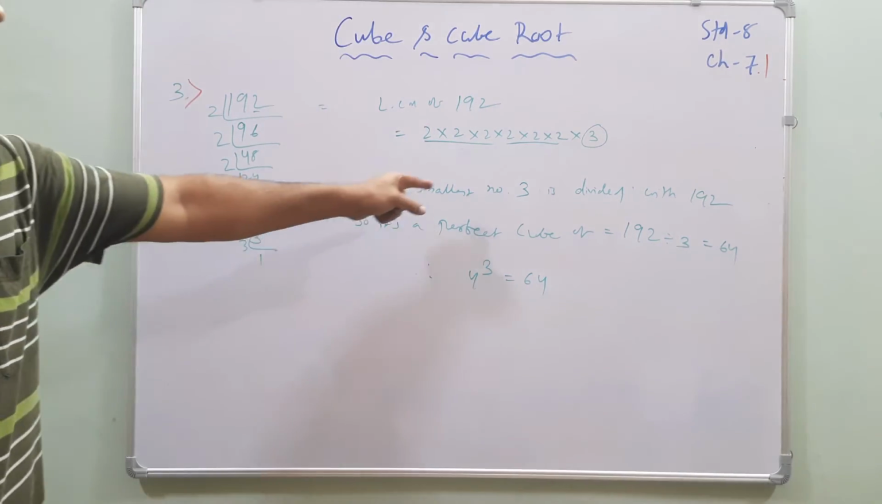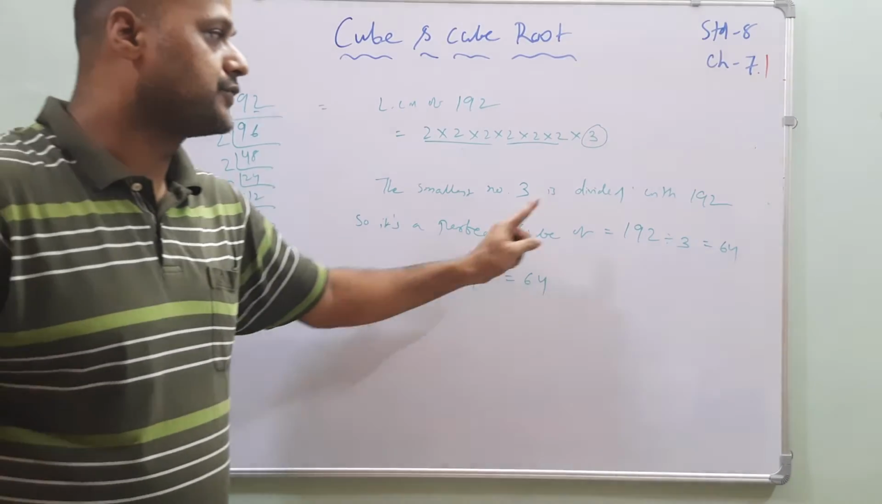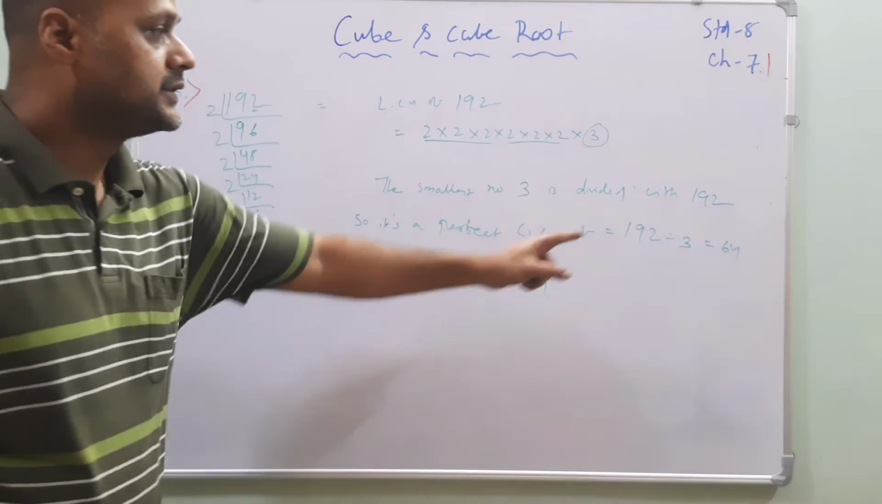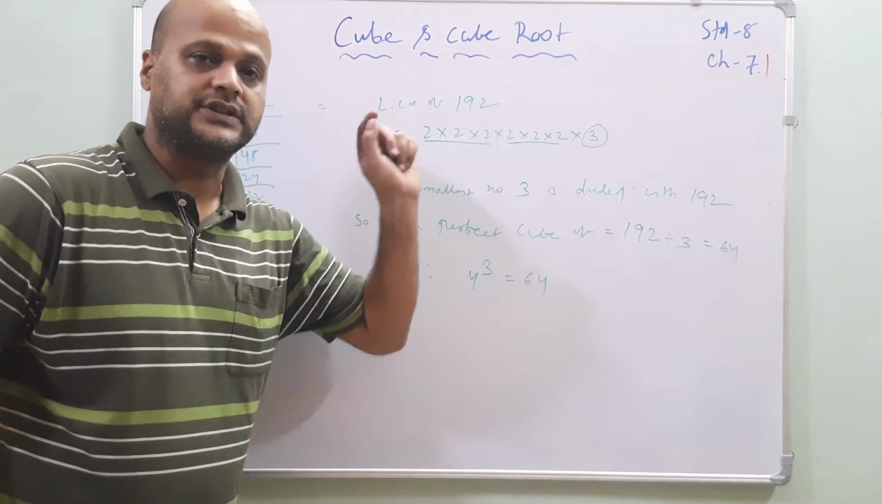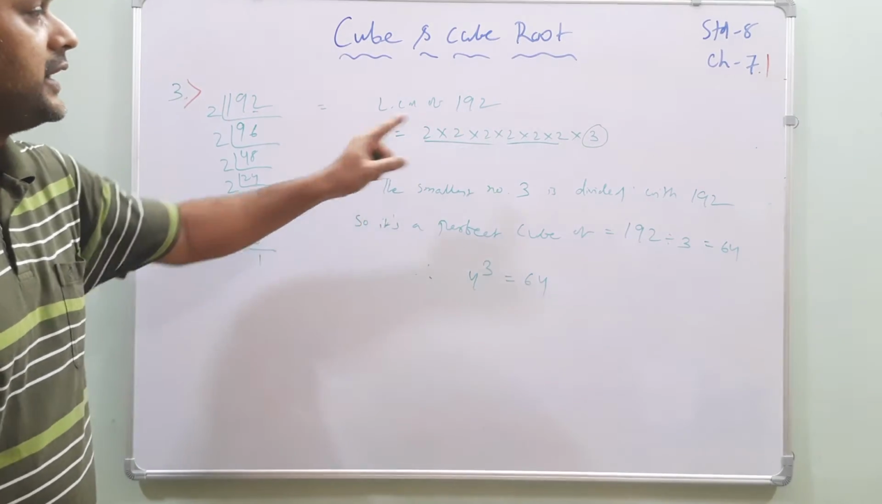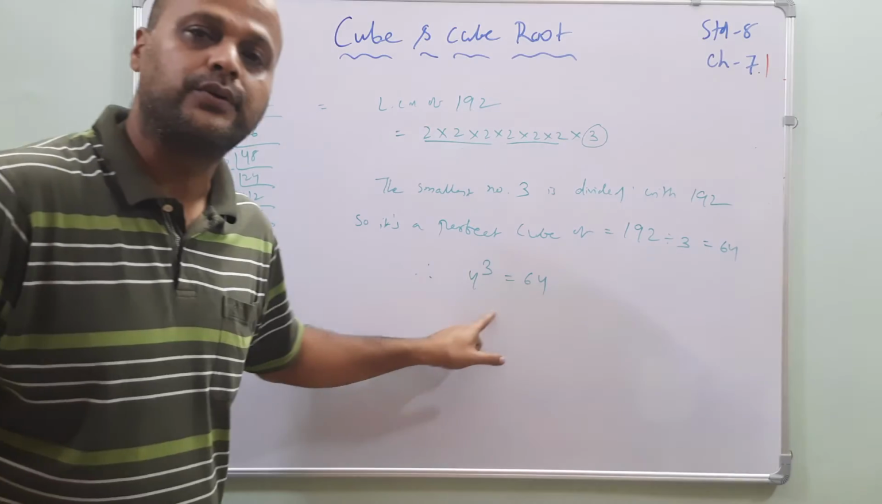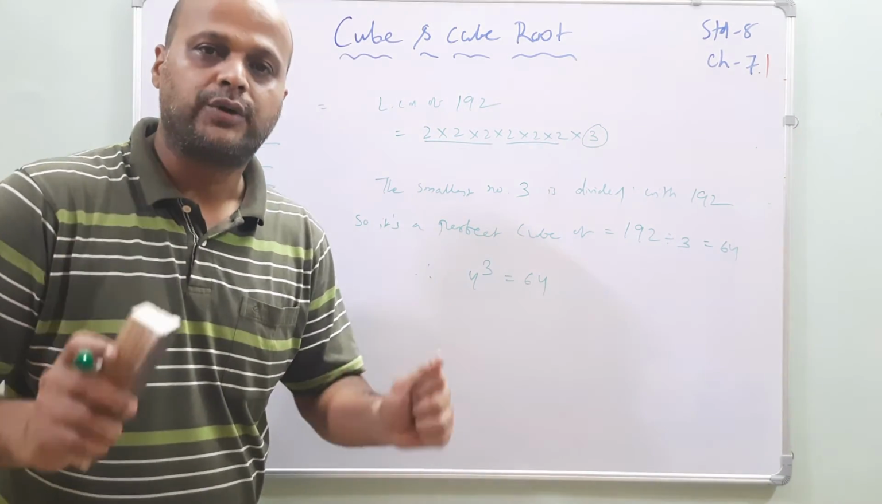Understood? So, the smallest number 3 is divided with 192, so it's a perfect cube of which one? Perfect cube of 64. What is the perfect cube of 64? 4 to the power 3 is equal to 64. If I divide 3 with 192, then the result is a perfect cube of a particular number. In this manner, you have to find one by one.